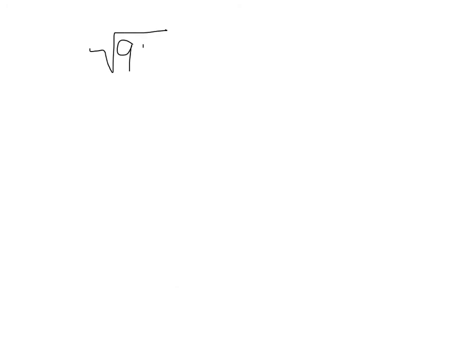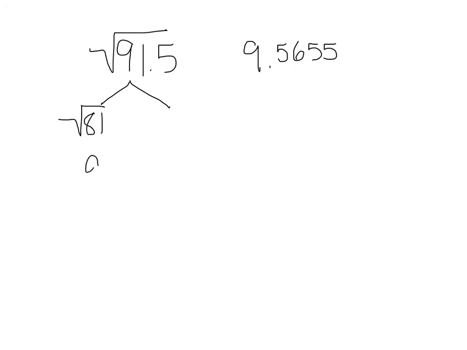Let's do this one. Square root of 91 and a half. 9.5655. Okay, good enough, just to get us in the ballpark. What square is below it and what square is above it? 9 times 9 gives me 81, so the square root of 81, 9, there's your whole number. 10 times 10 is 100. What's your whole number going to be? 9. Okay, let's do step 2, decimal.